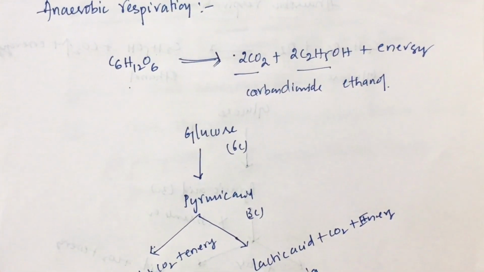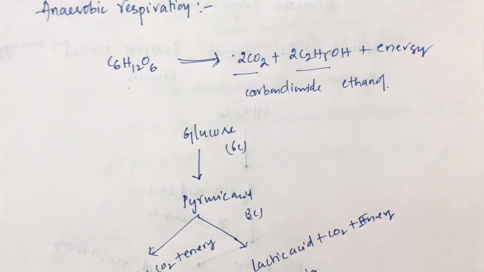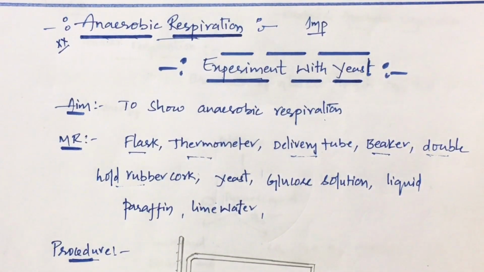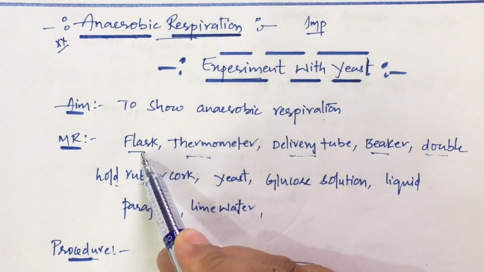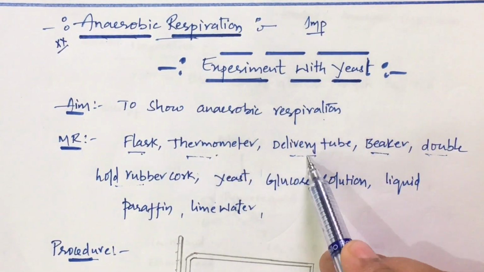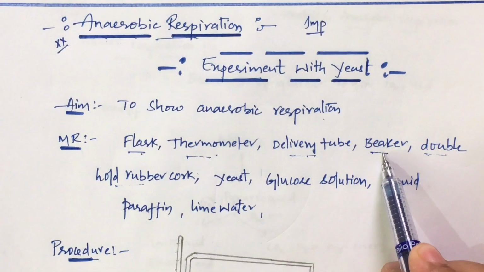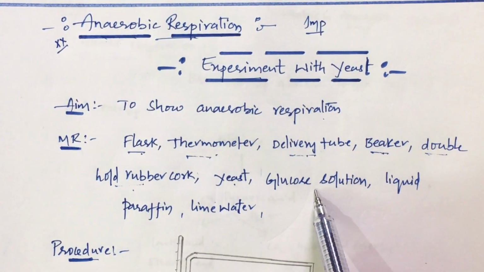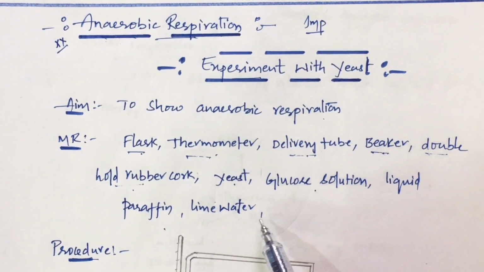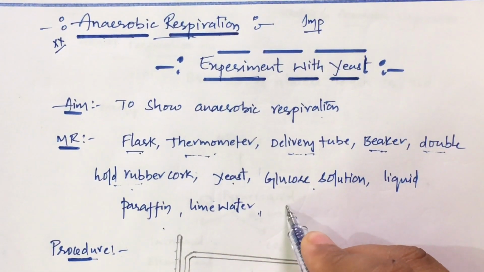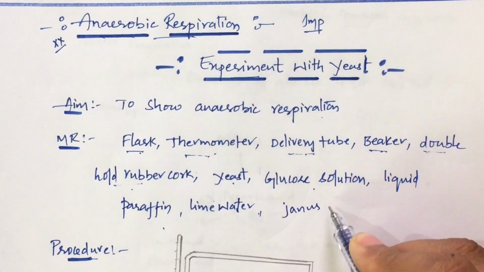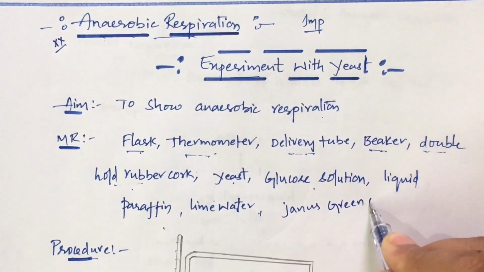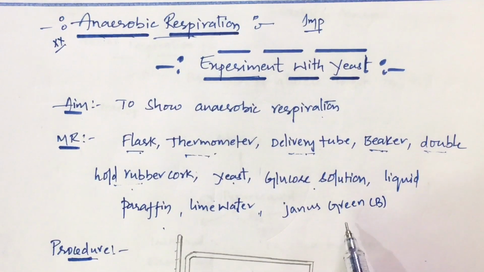Okay, now let us try to learn the activity to show the anaerobic respiration with yeast. So our aim is to show anaerobic respiration. So we require certain materials. Those materials are thermoflask, thermometer, delivery tube, beaker, double hulled rubber cork, yeast, glucose solution, liquid paraffin and lime water. And Janus green is also used in order to check whether there is a presence or absence of oxygen.